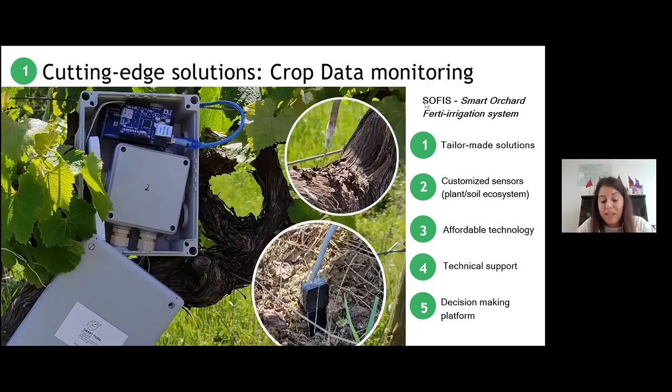This technology is affordable, because the problem is that technologies need to be accessible to all and not only to selected niches of companies from the agro sector. So this technology should be accessible to all, in the way that we can implement Agriculture 4.0 for everyone. And what this technology also allows is technical support.